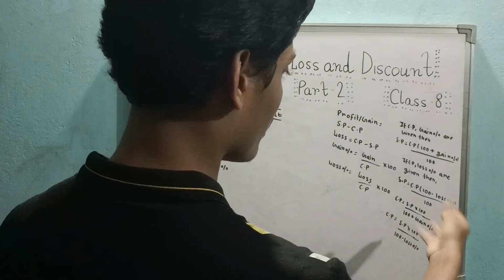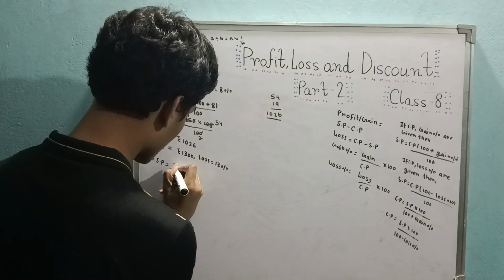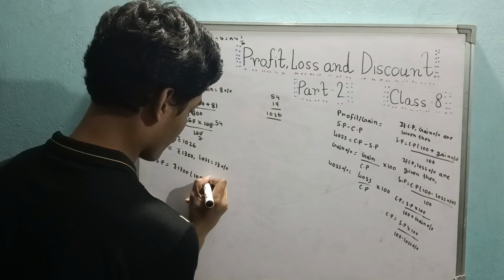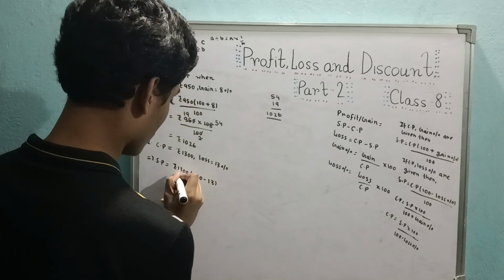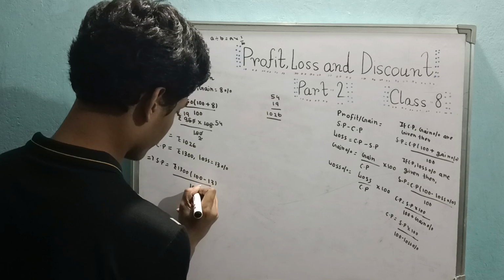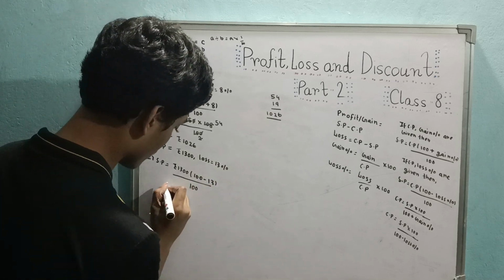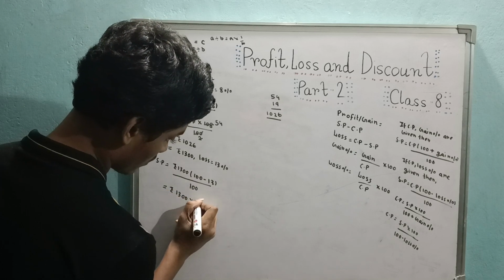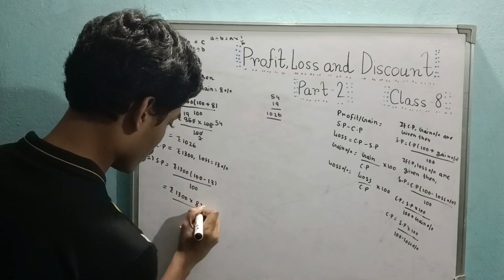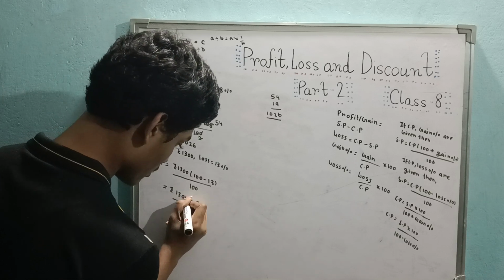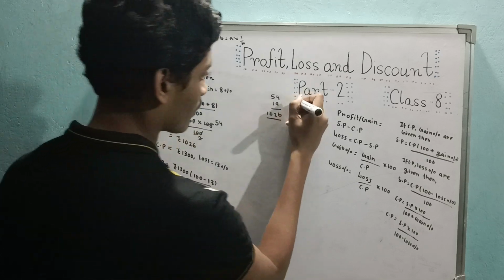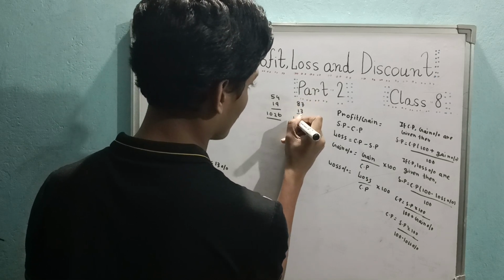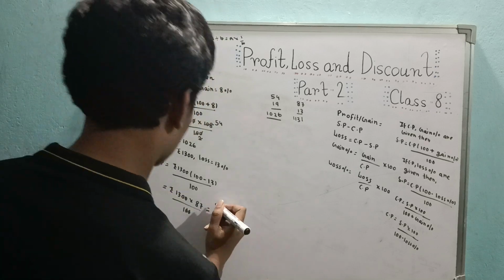So SP, again, let's invert our second formula. When CP and loss percent are given, SP equals CP, which is 1300, multiplied by (100 minus loss percent) divided by 100. Loss percent is 13. Get this job done with. It is 1300 multiplied by 87 divided by 100. Two zeros out of the way. 13 into 87, quick maths again, 1131.